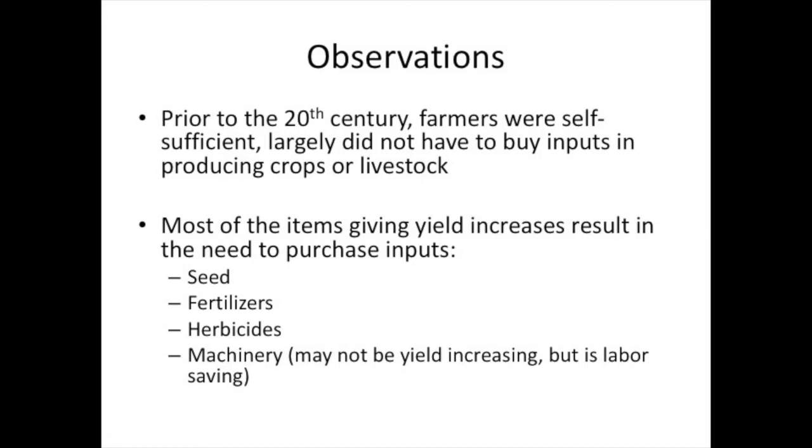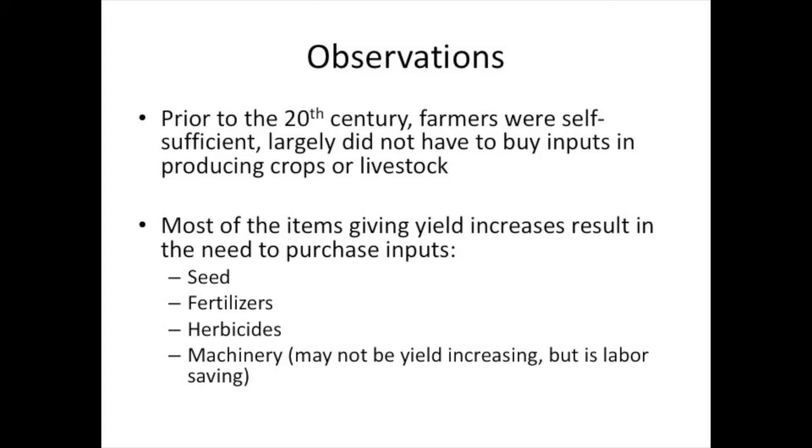Now, it's important to realize that prior to the 20th century, up to about the 1930s, farmers were largely self-sufficient. By that I mean they did not purchase their production inputs. They didn't buy seed. They saved seed from previous years' production and planted that again. They didn't purchase commercial synthetic fertilizers. They did not use herbicides. Pretty much everything used on the farm was made on the farm, except maybe for some machinery, but that was largely long-lived assets. So pretty much farms were self-sufficient.